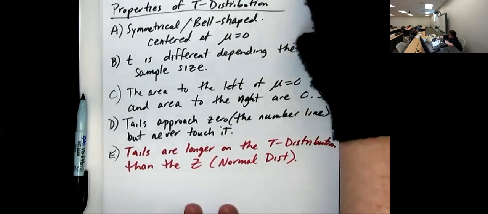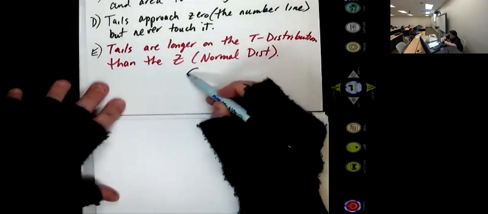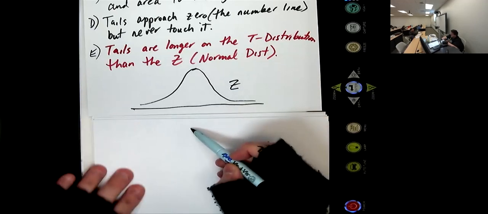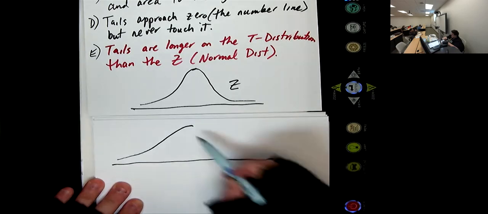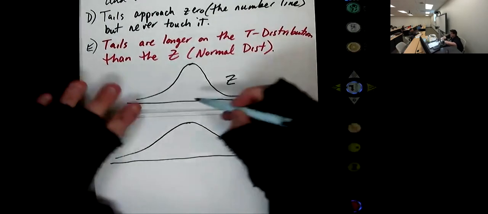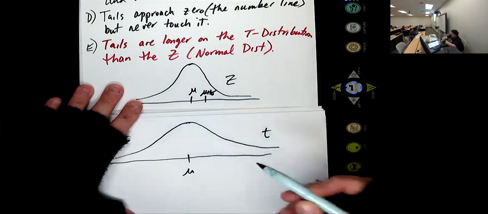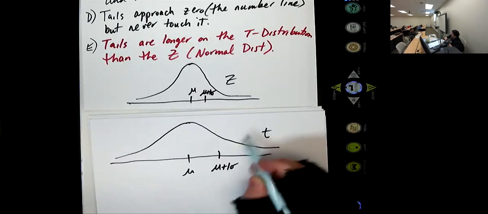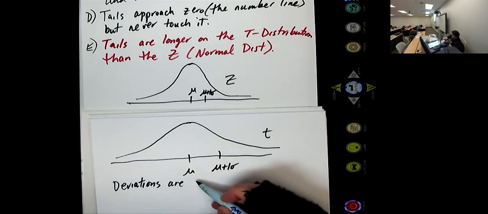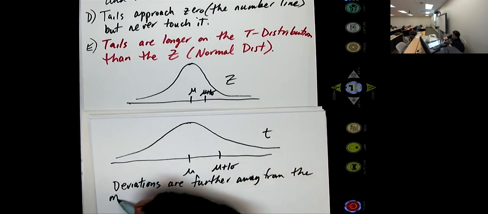What this ends up happening, a picture kind of. We have our normal distribution like that. It takes longer to get that value. That's our t. We've got the mean in the center for both. Right here is like mu plus 1 deviation. The mu plus 1 deviation is further to the right on t. So the deviations are further away from the mean than on Z.